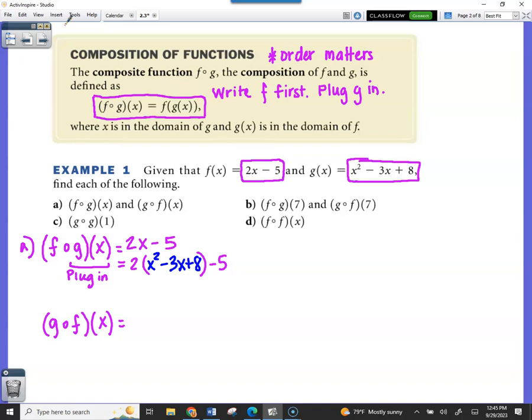We're going to distribute the 2. And then what can I do at the end? Combine those like terms. So 2x squared minus 6x plus 11. And that would be the answer. Really crowded, sorry. So that is the function you get when you plug G into F.